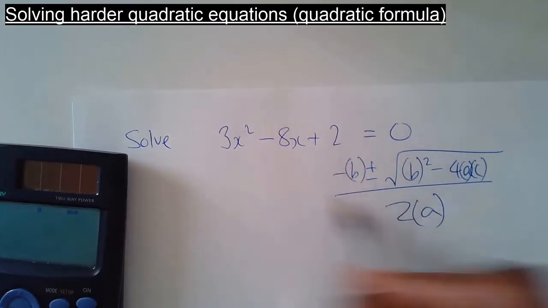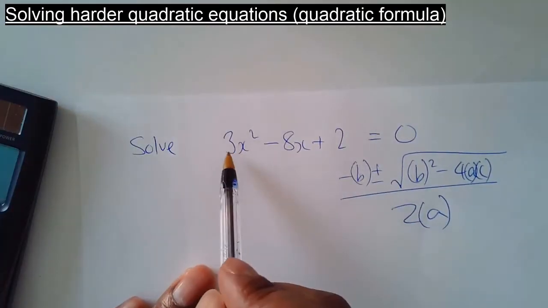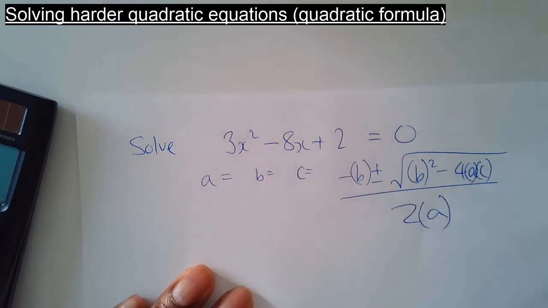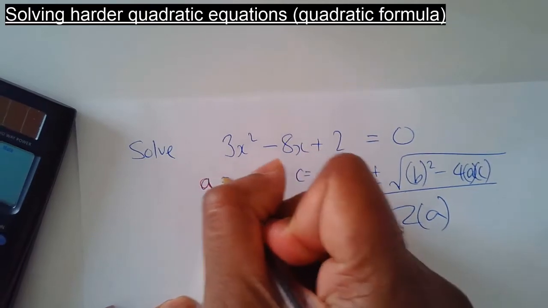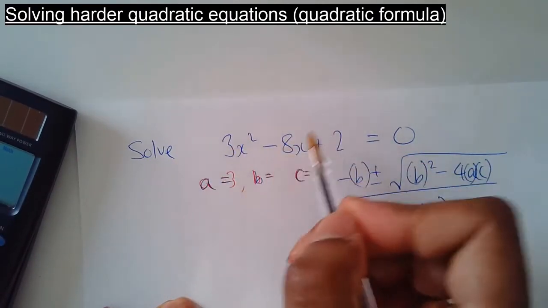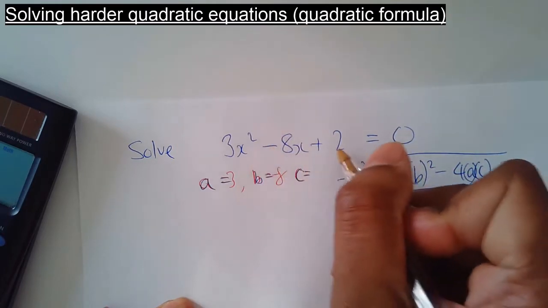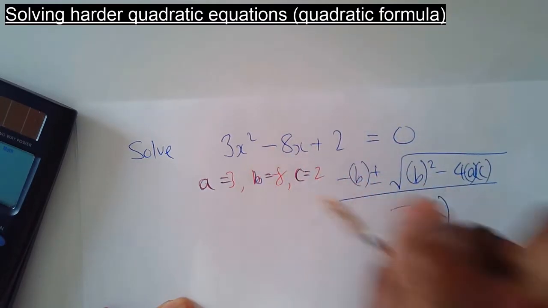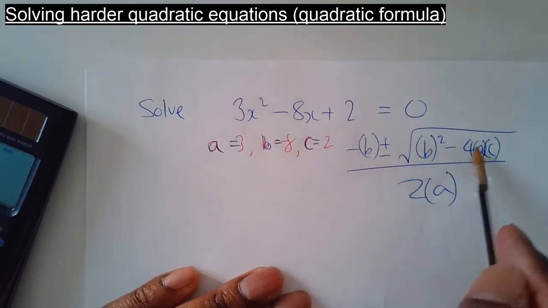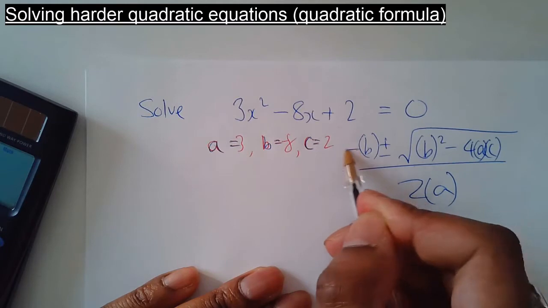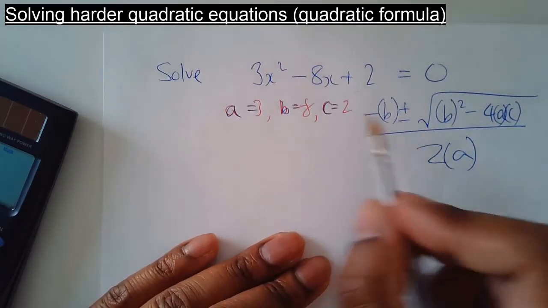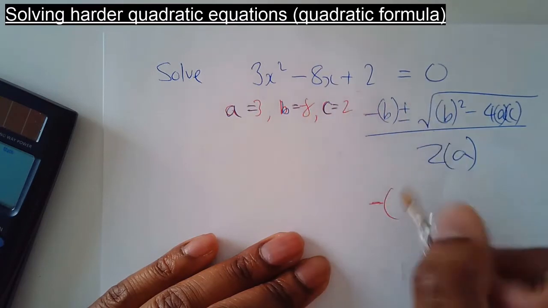So now part of my calculation is to determine what the value of A, B and C is. A is 3, B is -8, C is +2. So now I'm going to substitute these numbers into the letters. Don't forget the minus, that's part of the calculation. B is -8.